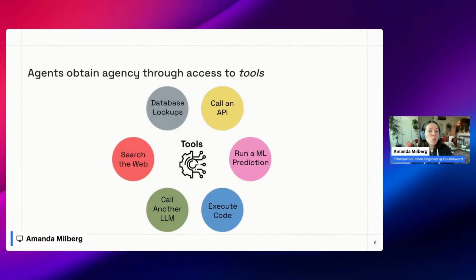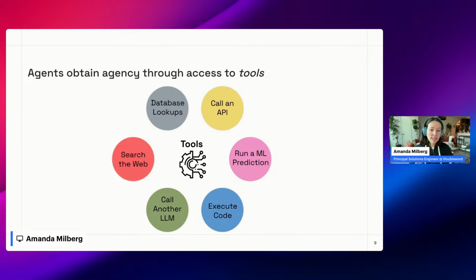So when we talk about tools in the context of agentic AI, think of them as helper functions that extend the capabilities of an LLM beyond its base knowledge. So for example, an LLM doesn't inherently know the stock price of Google. However, it can use a tool to search the web, retrieve that information, and then return it to the user.